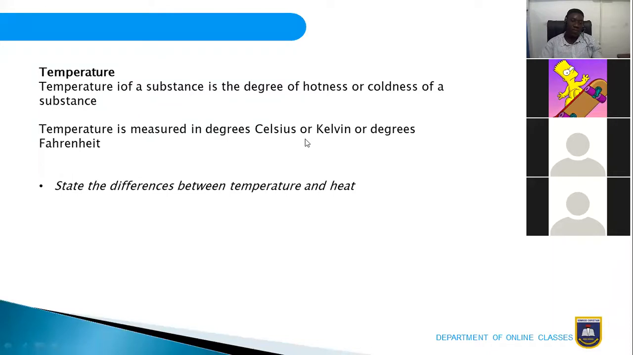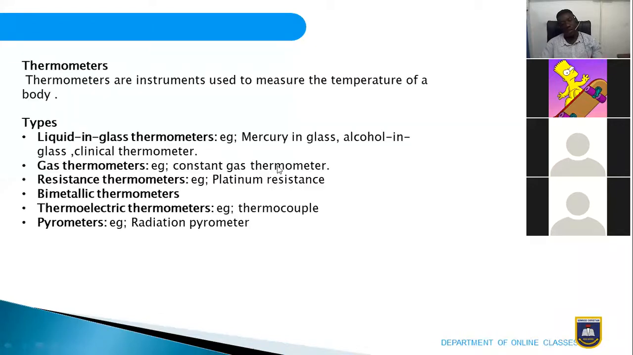Now we move to temperature. You know this from your elementary. Temperature of a substance is the degree of hotness or coldness of that substance. The unit of measurement of temperature is degrees Celsius, Kelvin, or degrees Fahrenheit.